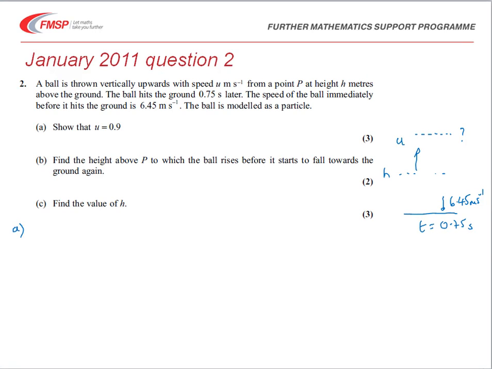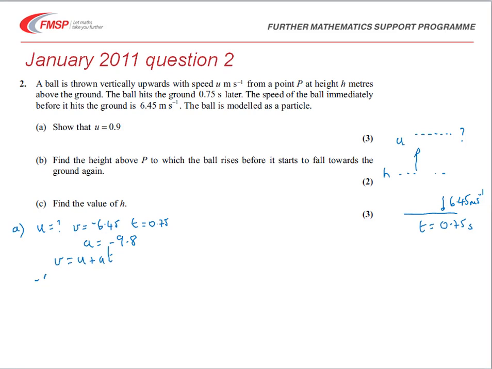In part A then we need to show that u is 0.9, so we're asked to find u, that's the thing that we're looking for. We know that the final velocity v is 6.45, but that's in a downward direction, so v is negative 6.45. We know at that point t is 0.75, and of course the downward acceleration due to gravity, negative 9.8 is what you're expected to use in Edexcel papers. So we've got v, u, a and t, so we've got the equation, haven't we? V equals u plus a t.